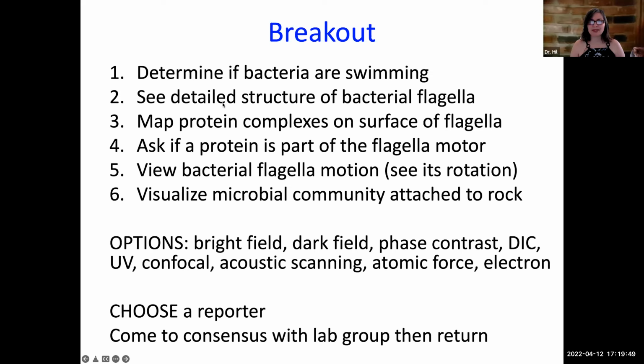So for number 2, we want to see the detailed structure of bacterial flagella. This one does not require us to be alive or not alive, but we do need pretty high resolution, right? Certainly a light microscope's not going to cut it. So any thoughts in the chat as to which one you would choose? Great. I'm going to ask someone from the chat to tell me their reason for choosing that. So I'm going to go to Ayumi. What was your reason for choosing electron microscope?